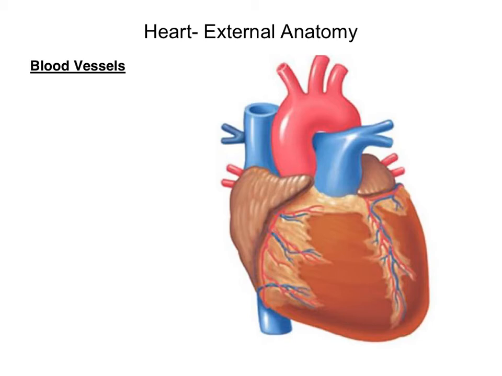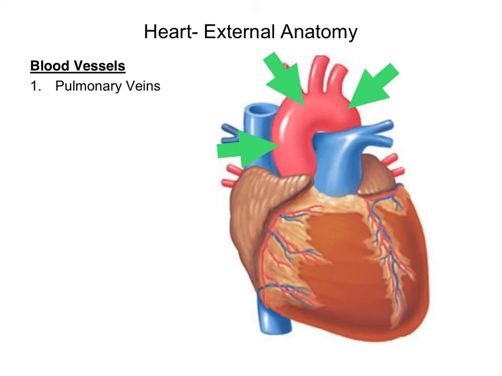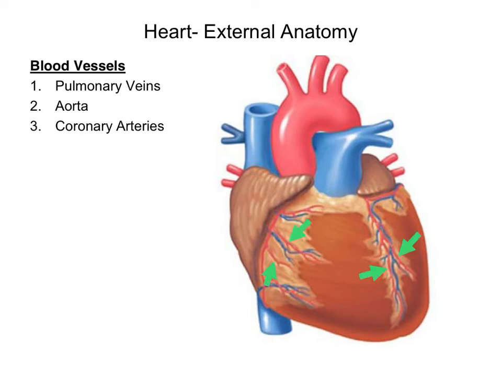The first blood vessels that carry oxygen-rich blood that we will mention are the pulmonary veins. Pulmonary veins carry newly oxygenated blood from the lungs back to the heart into the left atrium. The next blood vessel is the major blood vessel that transports oxygen-rich blood from the heart to the body. This is called the aorta. And finally, the last blood vessels that carry oxygen-rich blood are called the coronary arteries. The coronary arteries transport oxygen-rich blood from the aorta to the myocardium of the heart.